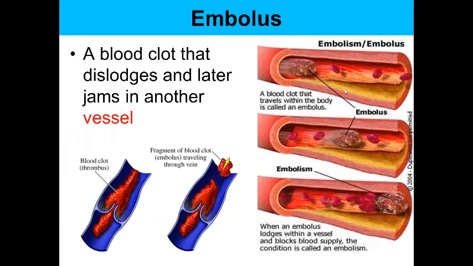An embolus is a blood clot that dislodges and later gets stuck in another vessel. So here you have a blood clot in your vein. It's getting stuck in this valve, and then a part of it is breaking off and moving to another area. When this embolus, or this blood clot, lodges in another vessel, it's called an embolism.